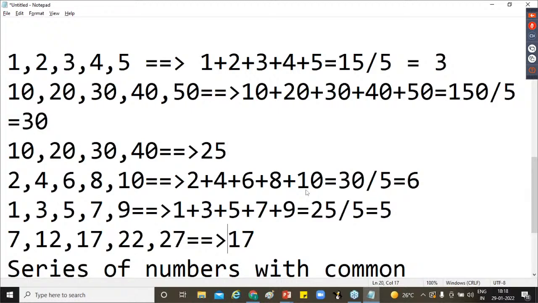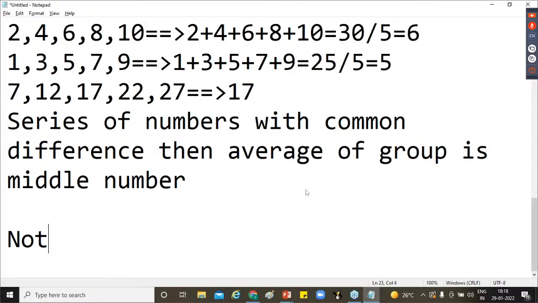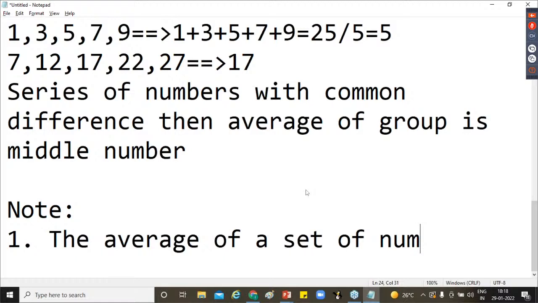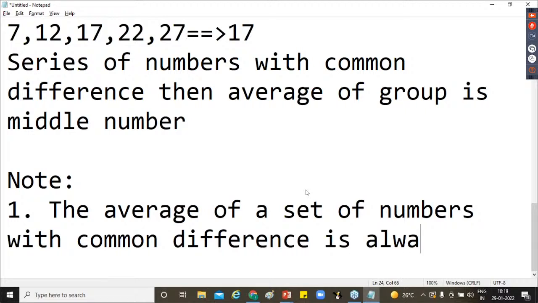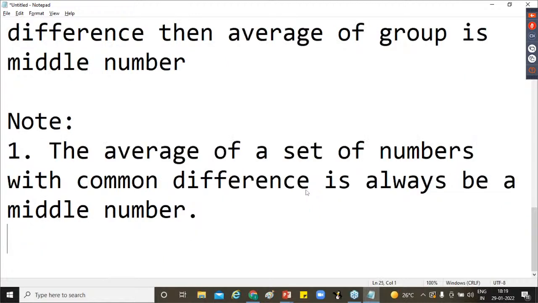Okay. Note, point number 1. The average of a set of numbers with common difference is always the middle number. Second one.